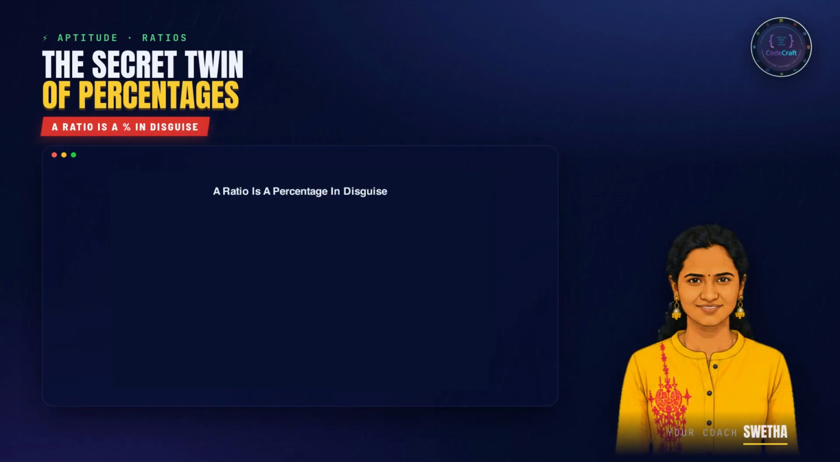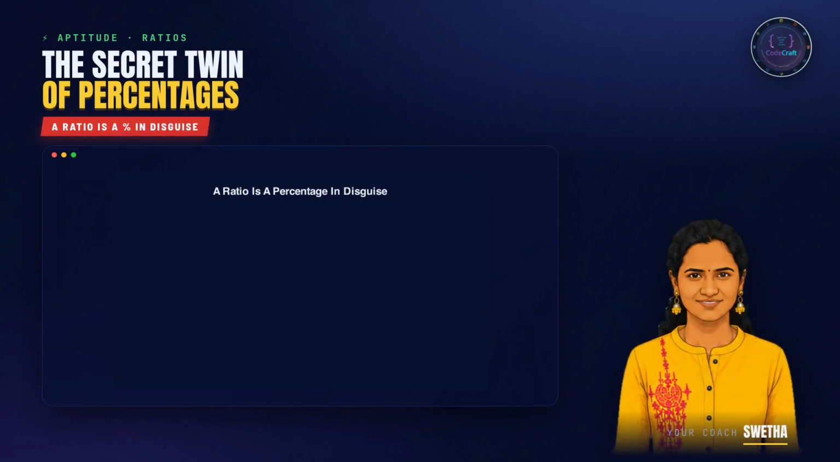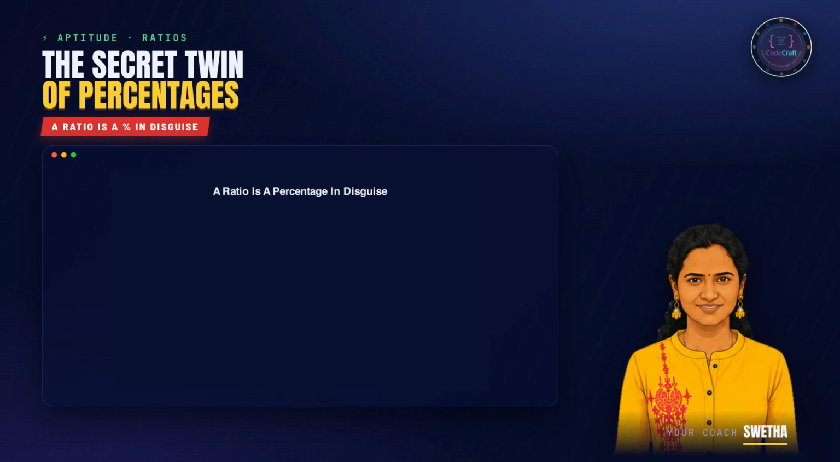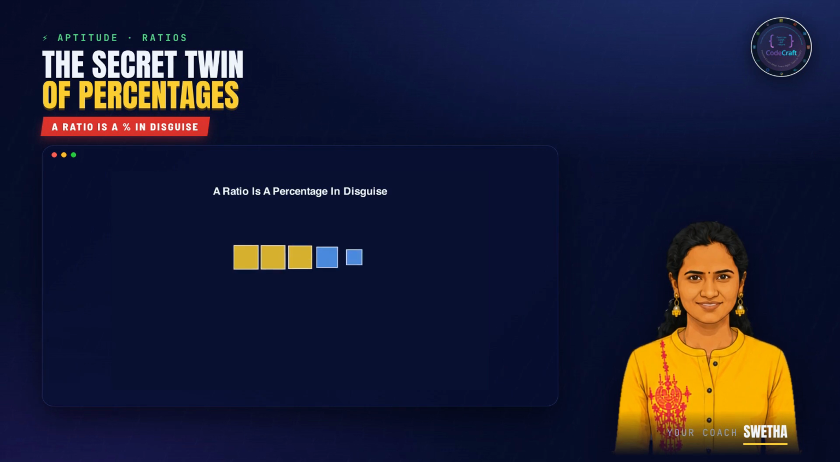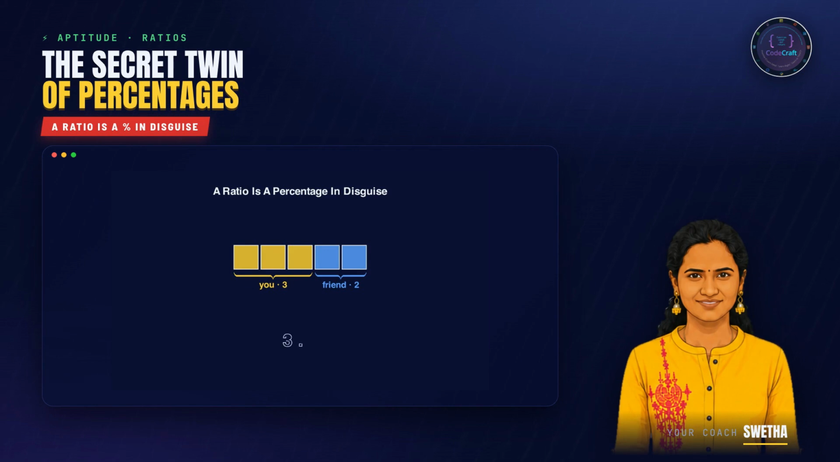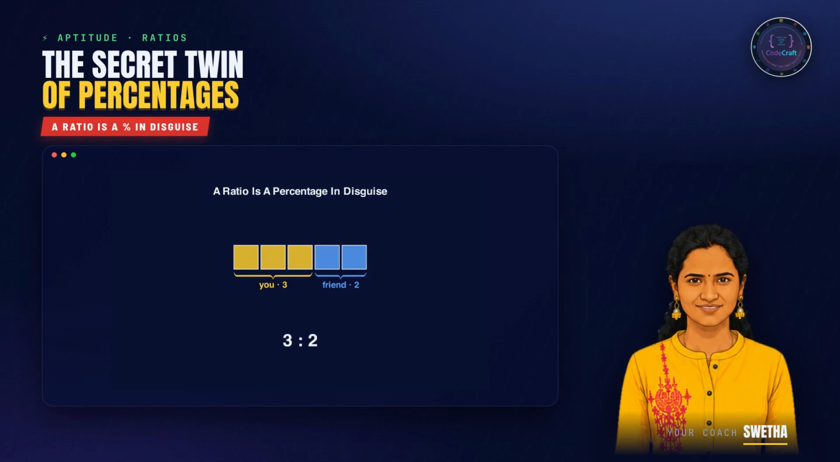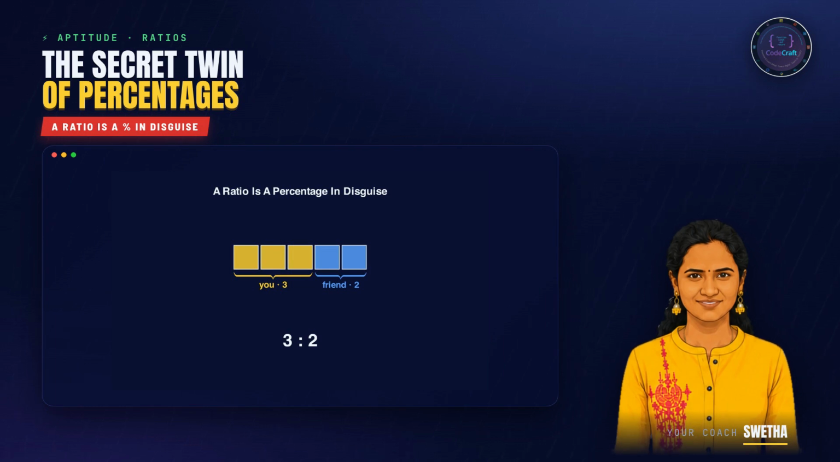Let's start with what a ratio really is, because once this clicks, everything else falls into place. Say you and a friend split a chocolate bar of 5 squares, 3 for you, 2 for them. We write that 3 to 2. That is a ratio. It is simply a comparison, how your share stacks up against theirs.